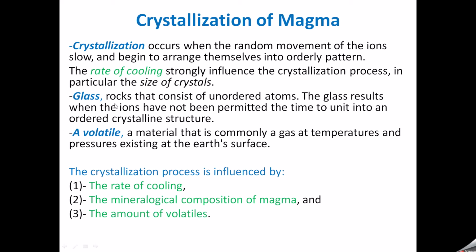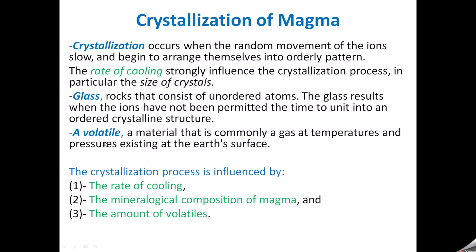Glass: rocks that consist of unordered atoms. Glass results when the ions have not been given the time to unite into an ordered crystalline structure. When we get glasses during volcanoes, that means the lava was cooled very quickly, very rapidly. So the atoms never get enough time to be arranged in orderly patterns and give you glasses.